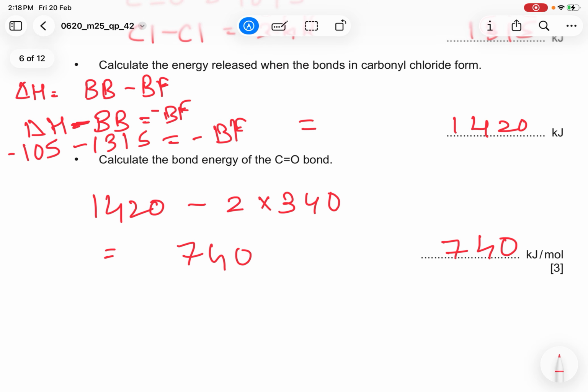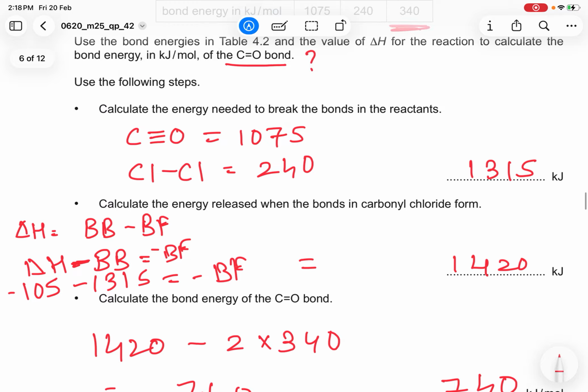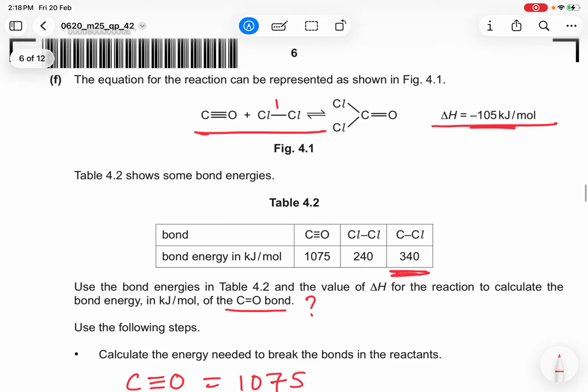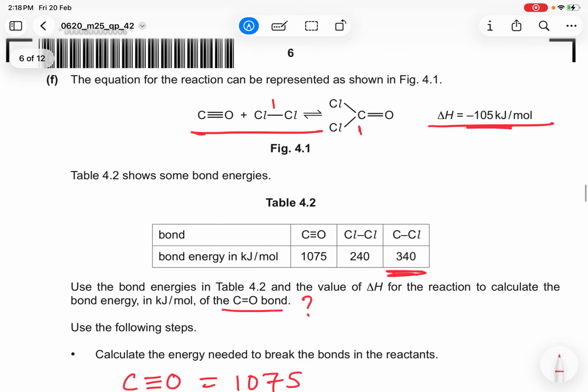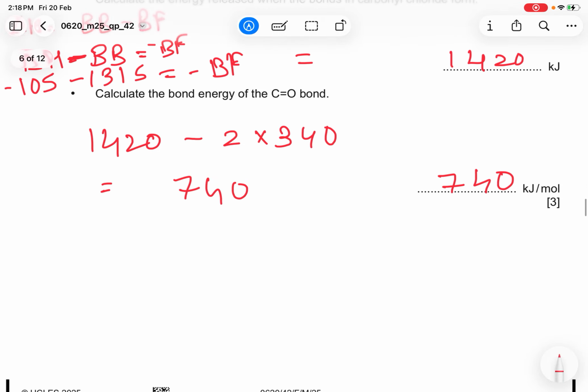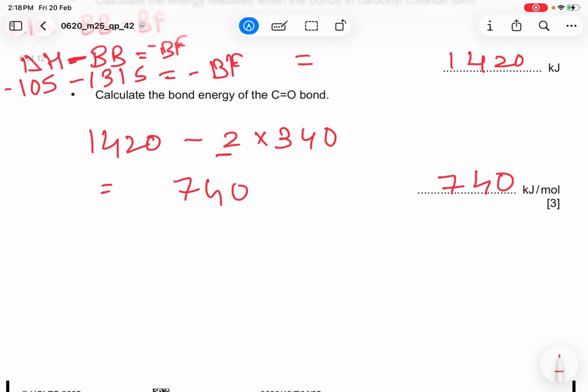Now calculate the bond energy of C double bond O. So we have 1420 minus, we already know the value of the C-Cl bond, which is we have two bonds and its bond energy value is 340. So we are just going to subtract it. So two bonds into its bond energy value, which is 340, that is going to give us 740. So the value for the C double bond O bond energy is 740.